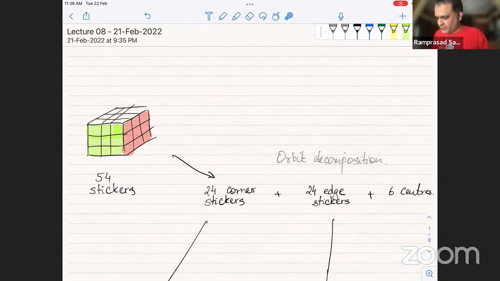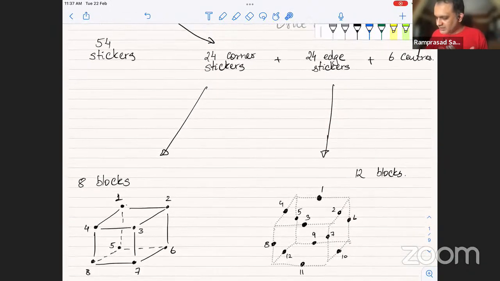Now let's ask ourselves, how did we mentally start thinking about solving 24 corner stickers? And there you will notice that these 24 corner stickers are actually grouped in some form. In fact, they are grouped into 8 blocks, because each block literally consists of one of these corners of a cube, which has 3 stickers on it.